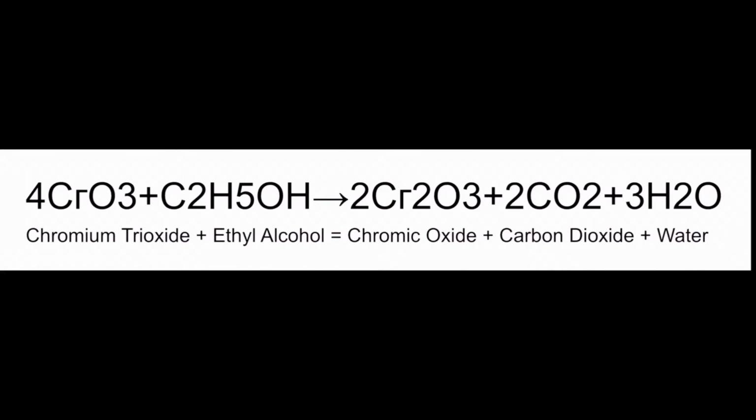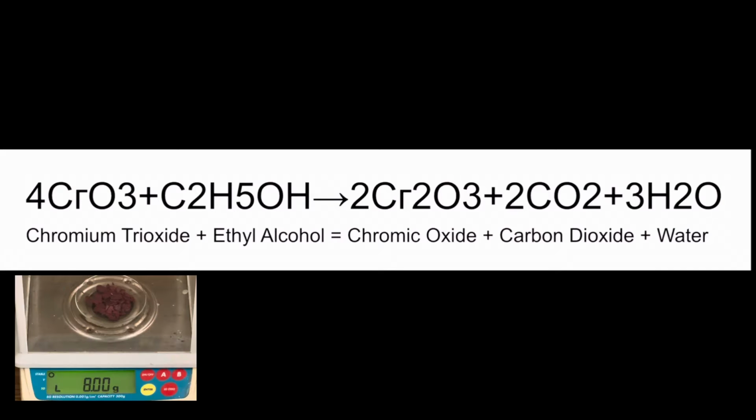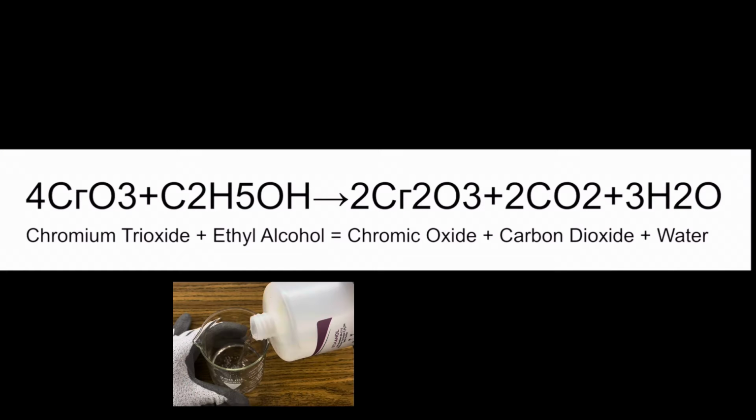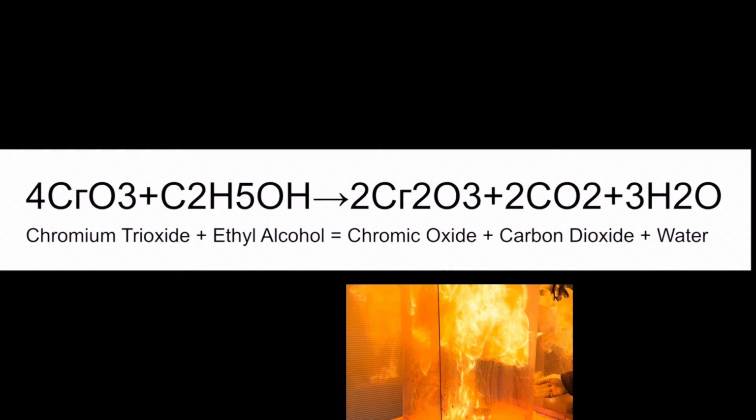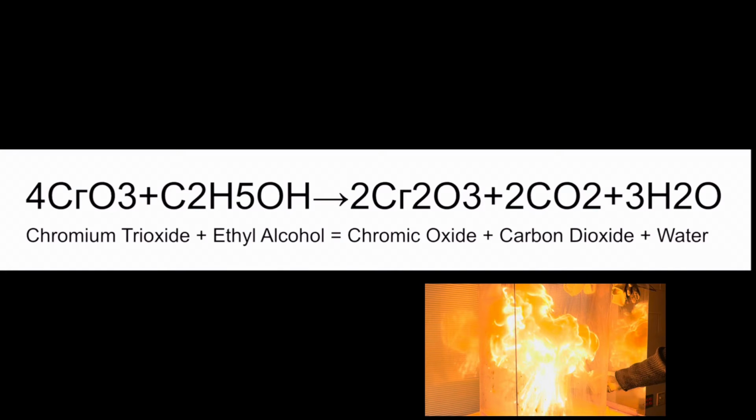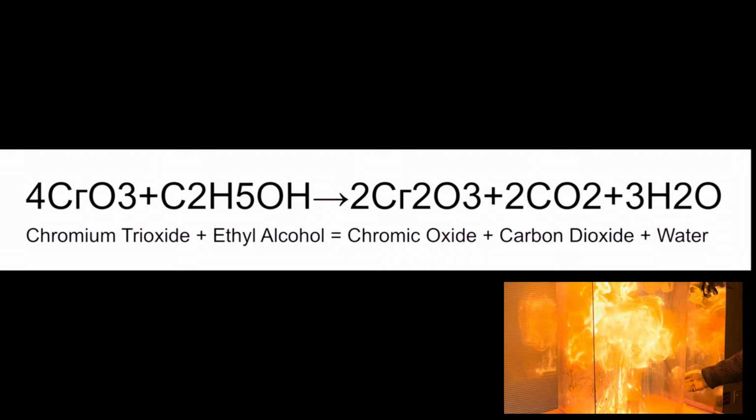Here's the balanced chemical equation for this amazing redox reaction. We start with the reactants chromium trioxide and ethyl alcohol. We have 4 moles of chromium trioxide, that's the 4CrO3, and ethyl alcohol, C2H5OH. When those combine, they create the products chromic oxide. We have 2 moles of chromic oxide, that's the 2Cr2O3. We have 2 moles of carbon dioxide gas, that's the 2CO2. And we have 3 moles of water in the form of vapor, that's the 3H2O.